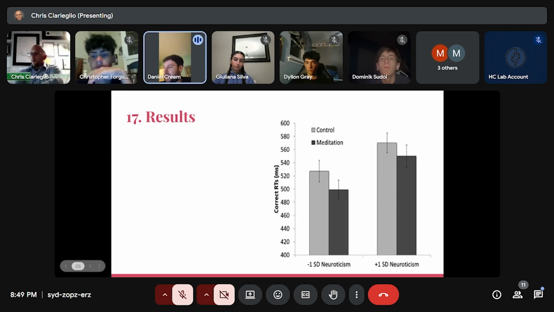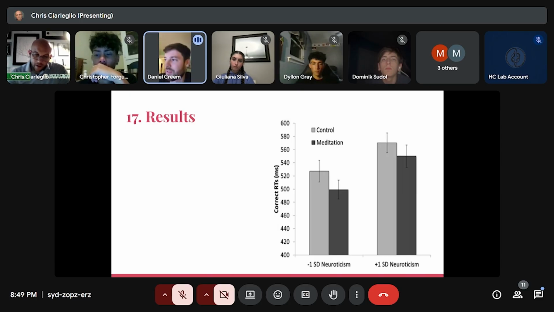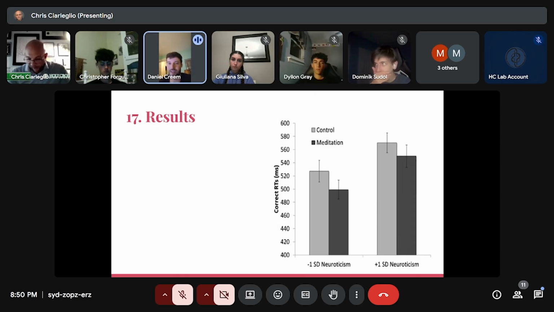Okay, so this is looking at neuroticism, people with low neuroticism on the left and people with high neuroticism on the right. And if we look at the difference between the control and meditation groups, there's a significant difference for people low in neuroticism, but a not significant difference for people high in neuroticism. So this is, again, just showing that people with high neuroticism don't really see an effect of meditation. So that was replicated from the first study to the second study.